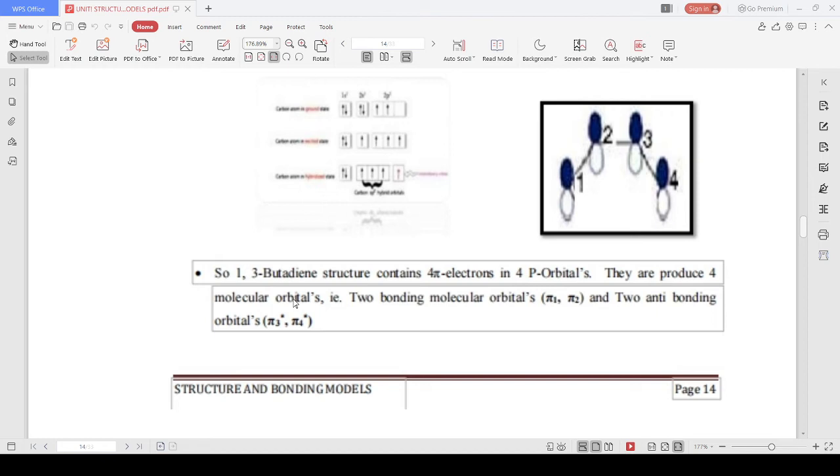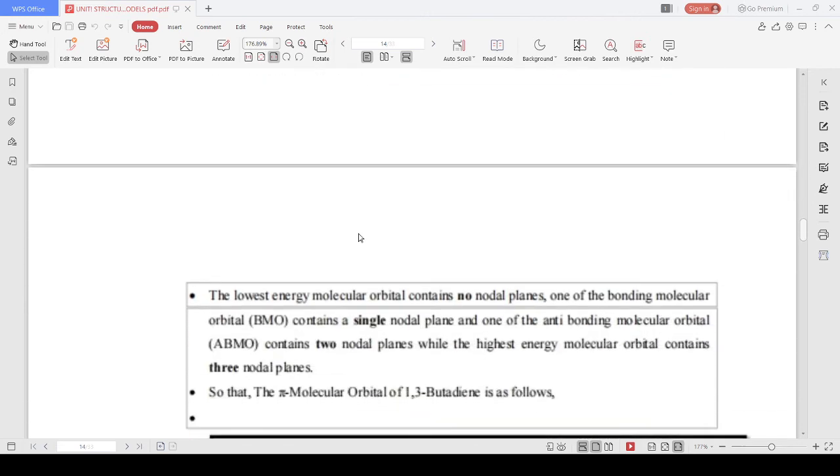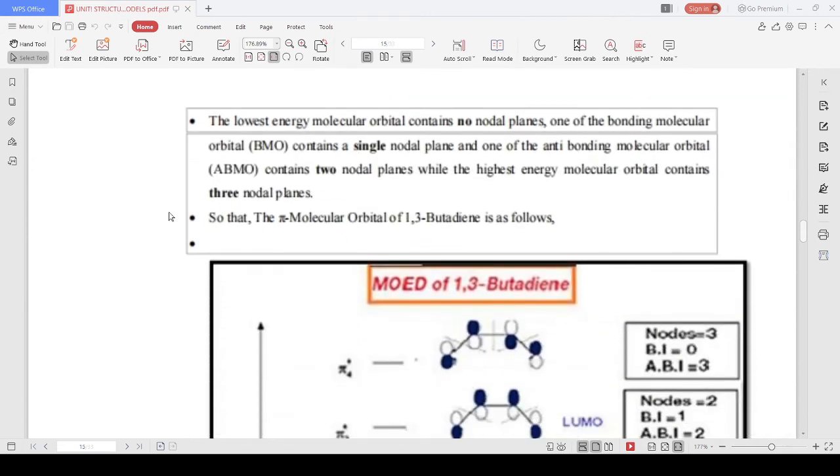1,3-butadiene contains 4 pi electrons in 4 p orbitals. They produce 4 molecular orbitals: 2 bonding molecular orbitals, pi 1 and pi 2, and 2 anti-bonding orbitals, pi star 3 and pi star 4.